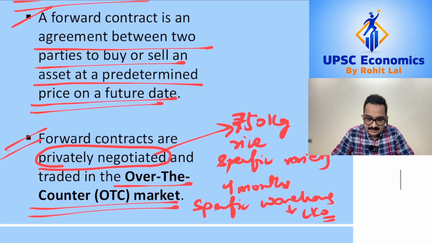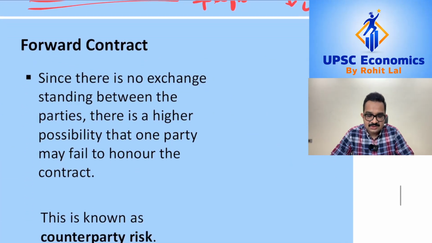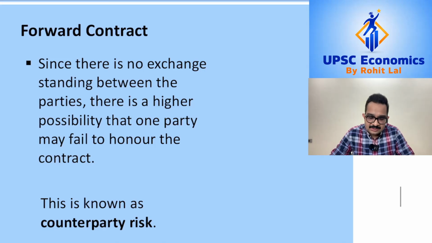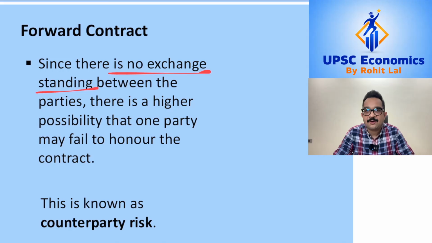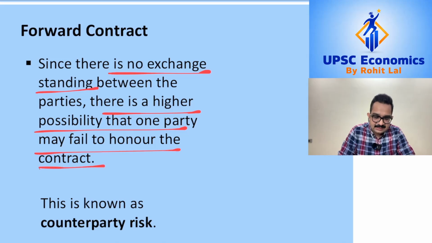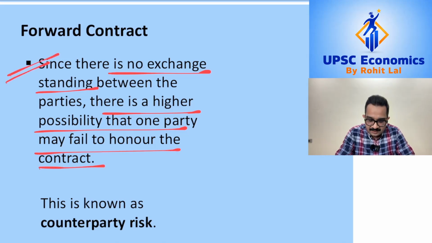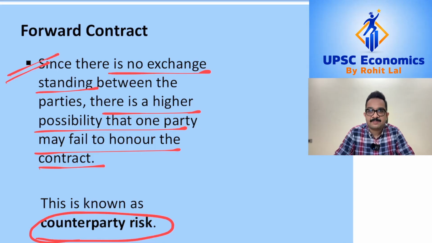So what is happening out here is that, depending on their needs, the two parties can privately negotiate and enter into a contract which is convenient for both of them. So out here there is no exchange involved. While that is a benefit these contracts provide, they also come with a risk: because there is no exchange involved, there is a high possibility that one party may fail to honor the contract if it becomes less favorable for that party. So there is a significant counterparty risk.